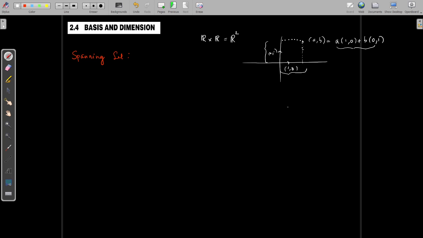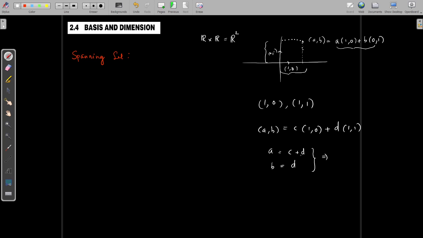So instead of (1, 0) and (0, 1), if you are given (1, 0) and (1, 1), you can still write any (a, b) in R2 as some linear combination of these vectors. So some c times (1, 0) plus d times (1, 1). This is also possible, because you can easily evaluate c and d in terms of a and b, such that a is equal to c plus d and b is equal to d. These two equations together imply that d is equal to b.